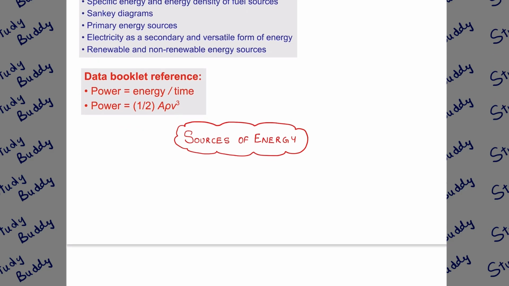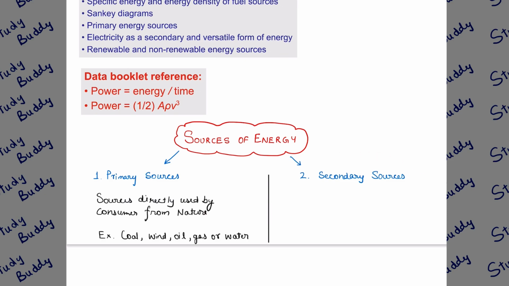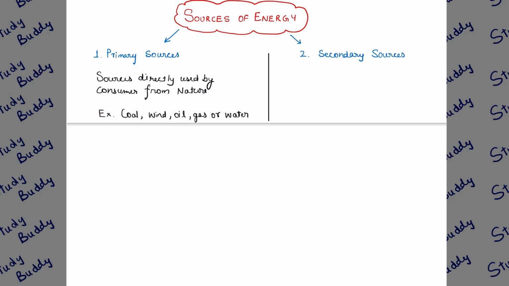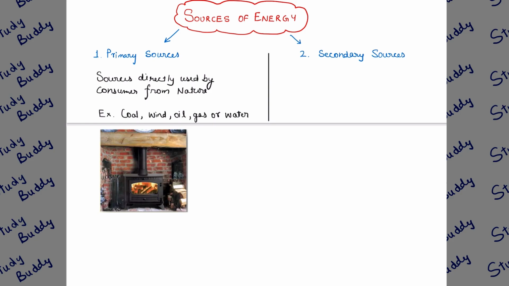First, we need to understand sources of energy. So there are two sources of energy, primary and secondary sources. So what is a primary source? Sources directly used by the consumer from nature, like coal, wind, oil, gas, or water. As you can see here, we are burning wood in order to produce heat energy. So wood is considered to be a primary source.